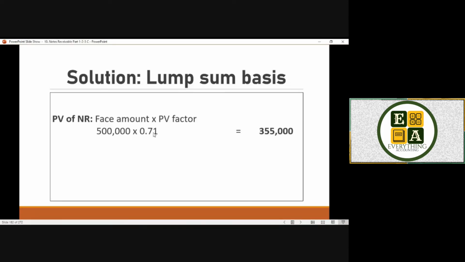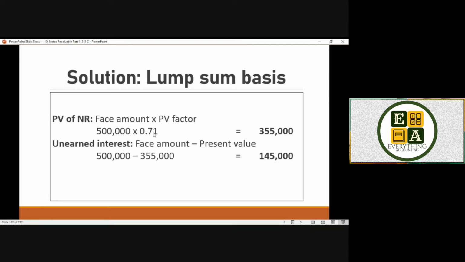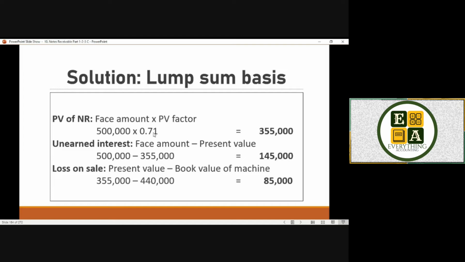So for lump sum basis, the present value of the notes receivable, we're going to use present value of 1. So the face amount times the present value factor. So 500,000 times 0.71, that would be 355,000. Unearned interest is the difference of the face amount and the present value. So 500,000 minus 355,000, that would be an unearned interest of 145,000. Loss on sale is computed as the present value of the promissory note minus the book value of the asset sold. So 355,000 minus 440,000, that would be an 85,000 loss on sale.